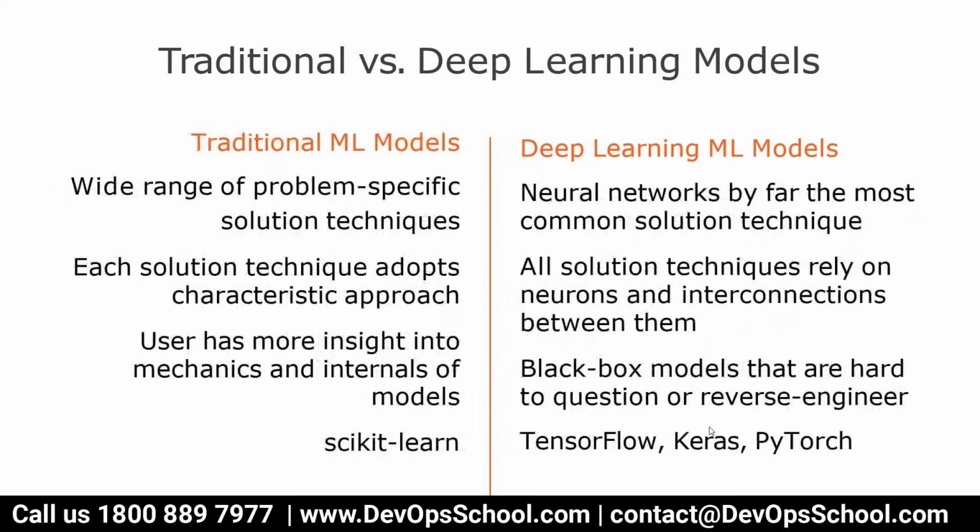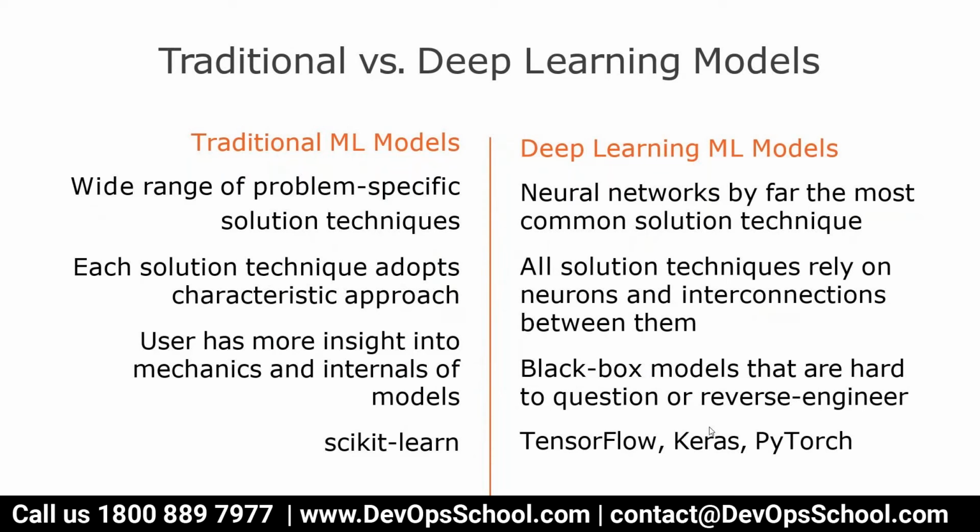Okay, there are a few more. A wide range of problem-specific solution techniques are available in traditional ML, whereas neural networks are by far the most common solution technique in deep learning. If you go for traditional ML models, you have so many options. In deep learning models, you have limited options, and one of the most popular is the neural network model. Each traditional solution technique adopts a characteristic approach, whereas in deep learning models, all solution techniques rely on neurons and the interconnections between them. Again, in traditional ML the user has more insight into the mechanics and internals of the model, whereas deep learning models are black box models that are hard to question or reverse engineer.